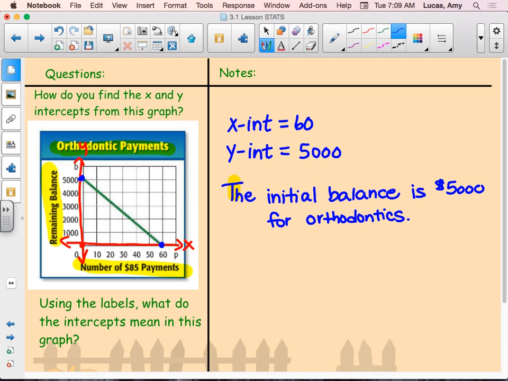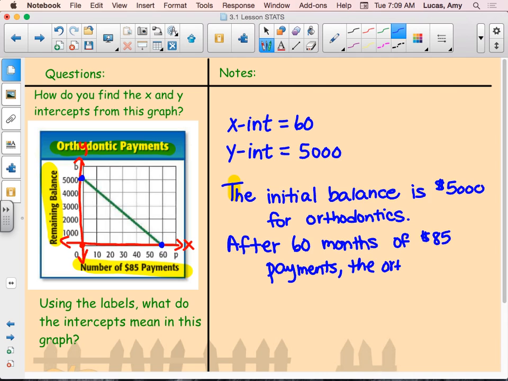Then, if I look at the 60 on the x-axis, that's when the balance hits 0. So I would say after 60 months of $85 payments, the orthodontist is paid off. So 1 is the starting balance, that's the y-intercept, $5,000 is how much you owe at the beginning, and then how long it takes to pay off that balance, 60 months.